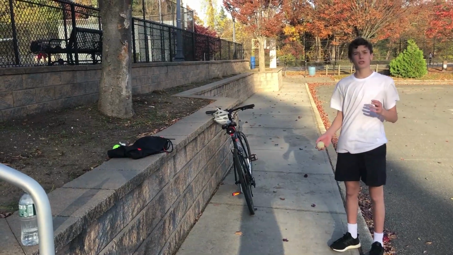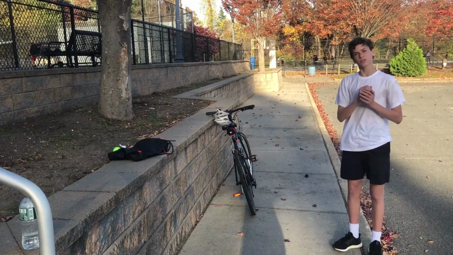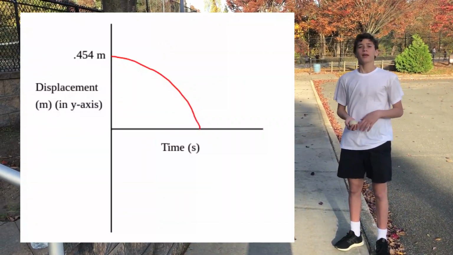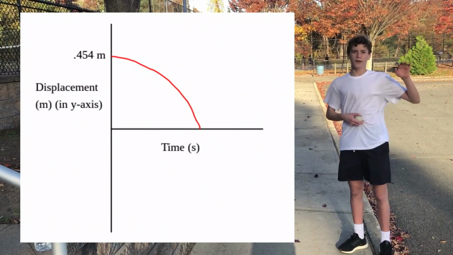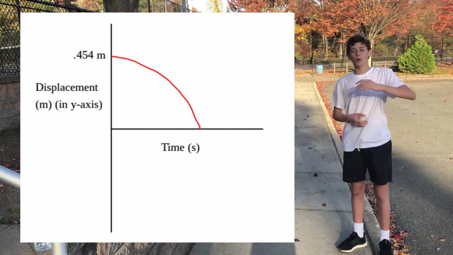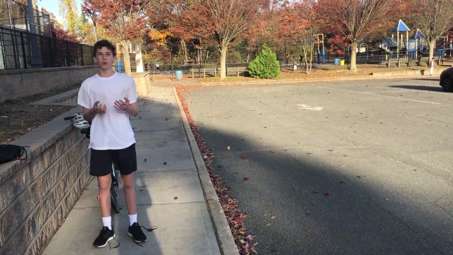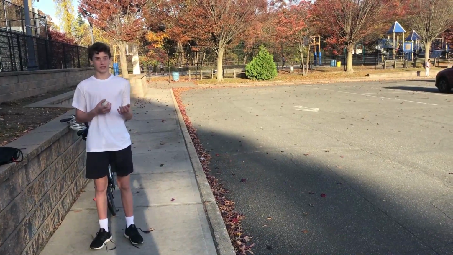Now we're going to be looking at the graph of motion for displacement versus time in the y-axis. So if you look here, you can see that it is a negative parabola. It starts decreasing kind of slowly, and then it starts to decrease more and more until it reaches the displacement equals 0.